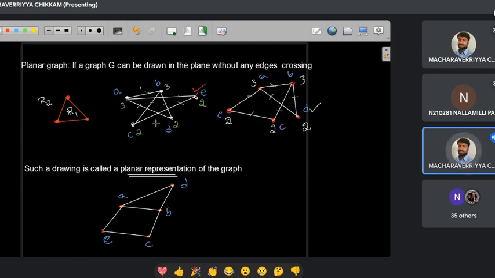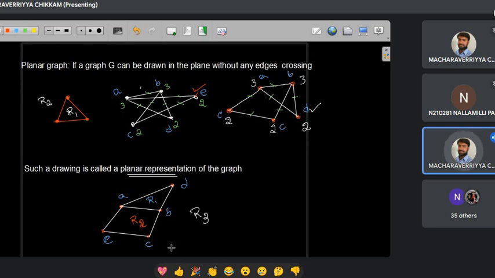Okay, and similarly, this planar graph is dividing the plane into how many parts? The region inside the triangle and the region inside the rectangle. That may not be a rectangle here. If I draw it properly, yeah, it becomes a rectangle. So let me name it as R2, and the region outside R3. So now this planar graph is dividing the entire plane into three different regions.